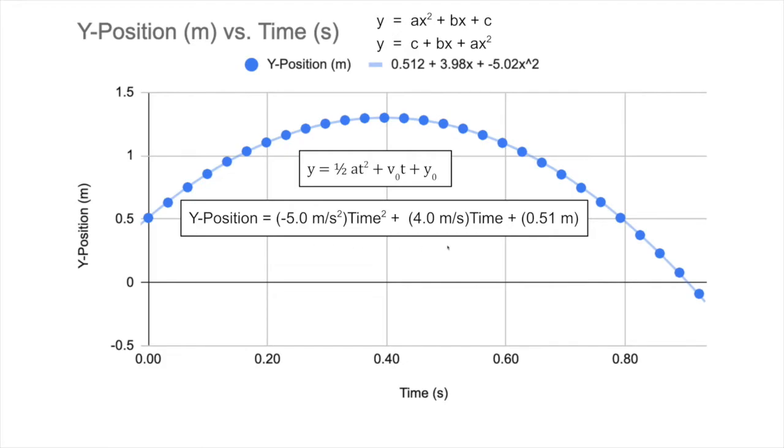The second term coefficient represents the initial velocity. When it was thrown, it was moving upward at 4.0 meters per second. The last term is the initial position of the ball. The ball started about 0.51 meters above the table. I set the 0 position equivalent to the table.